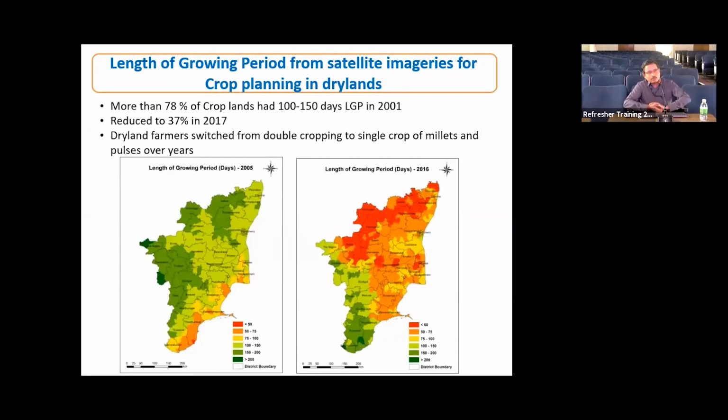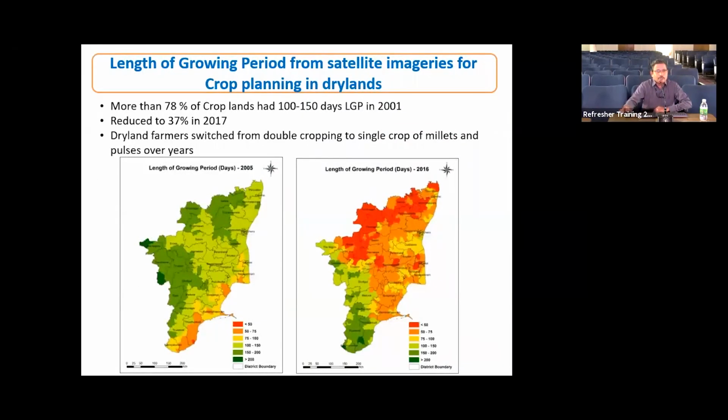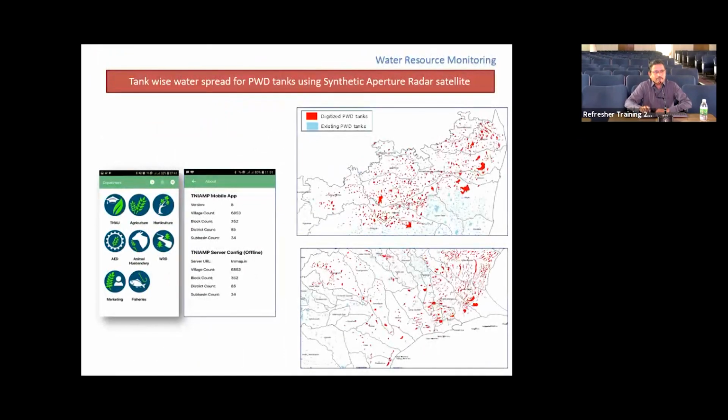Besides, the length of growing period can also be mapped using this information, that means satellite information as well as GIS techniques. And the tank water spread area was mapped, especially the PWD tank, where how much water is spread over the tank. This we are doing under a TNAU project.